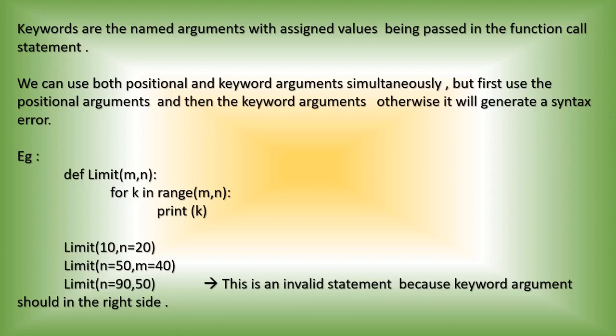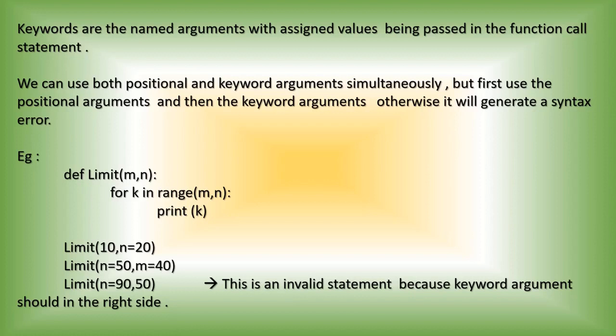Keyword arguments are the named arguments with a value assigned in the function call statement. We can give a value for that argument in the function call statement. In default argument, we give a value in the formal argument. We give the default value for the formal argument. But in keyword argument, you are giving the value in the function call statement by using its corresponding argument name.